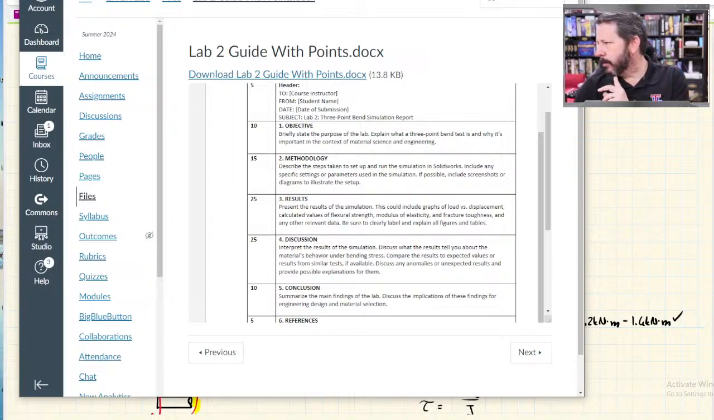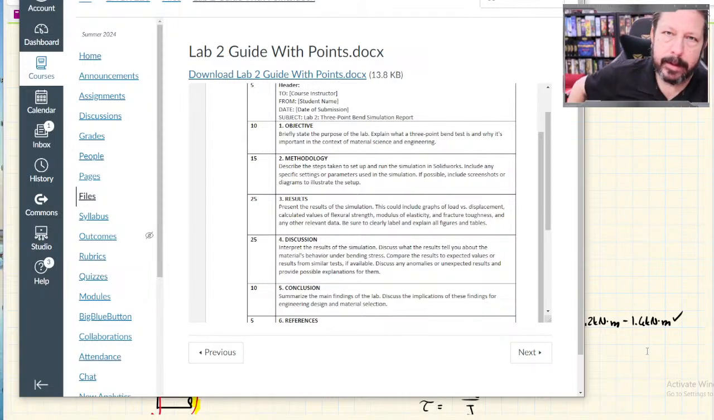We include all the relevant pictures. So I'm thinking 1 or 2 pictures, maybe 1. If you can show the fixturing, like how you supported it in your simulation, and then a results picture, that would be plenty of pictures. So I'm thinking the thing is 2 pages, maybe 3 pages, but only if you use really large pictures.